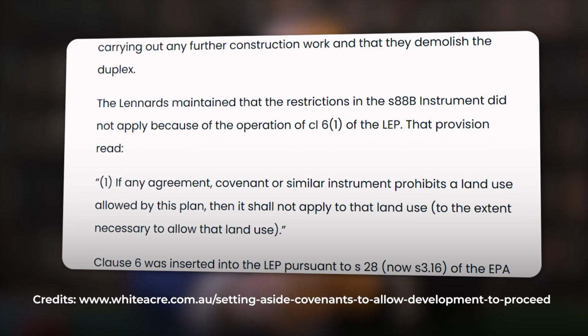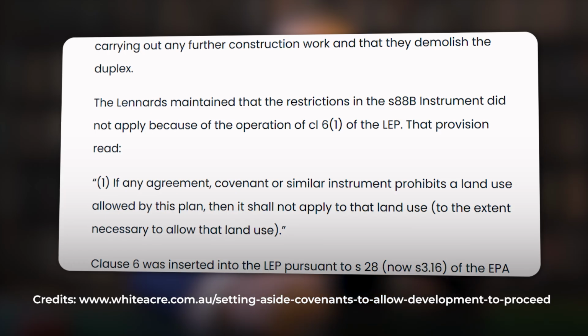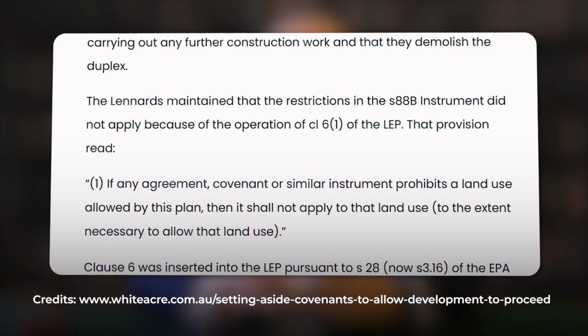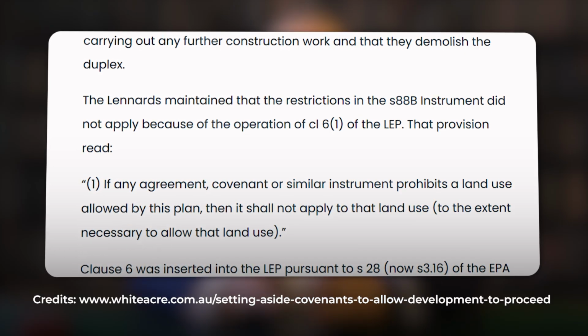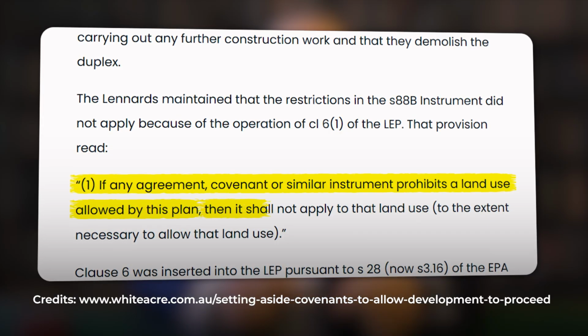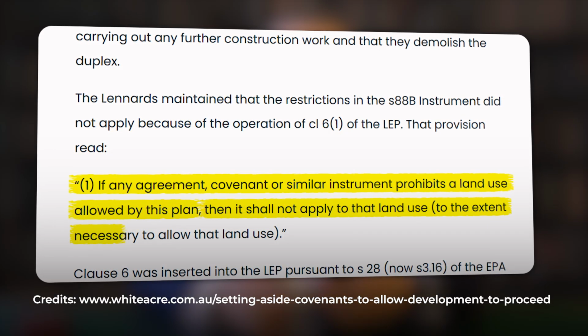The Leonards, in contrast, maintained that the restriction in the Section 88B instrument did not apply because the Singleton LEP contained a clause 6.1, which was similar to clause 1.9A that we talked about before, slightly different but reasonably similar. It said, if any agreement, covenant or similar instrument prohibits a land use allowed by this plan, then it shall not apply to that land use to the extent necessary to allow that land use to occur. So the language is a little bit different, but it's essentially doing the same thing, setting aside that covenant to allow the land use for a duplex to occur.